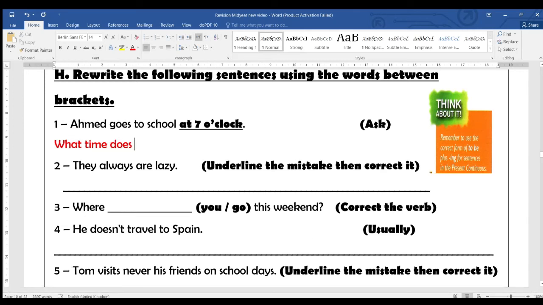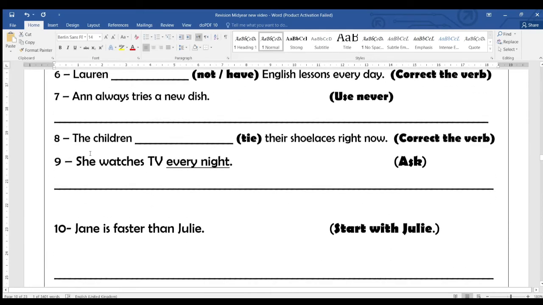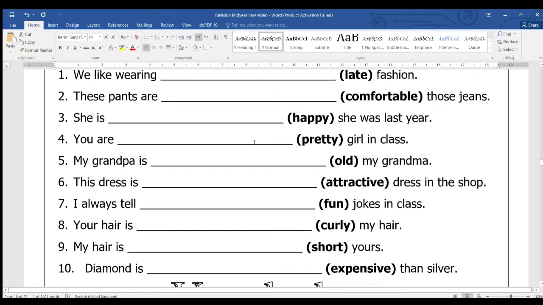What time does Ahmed go to school? Why did I say go? Because does is always hungry and it eats the S. So what time does Ahmed go to school? Ahmed goes to school at 7 o'clock. Perfect. Now finish the rest, then continue.